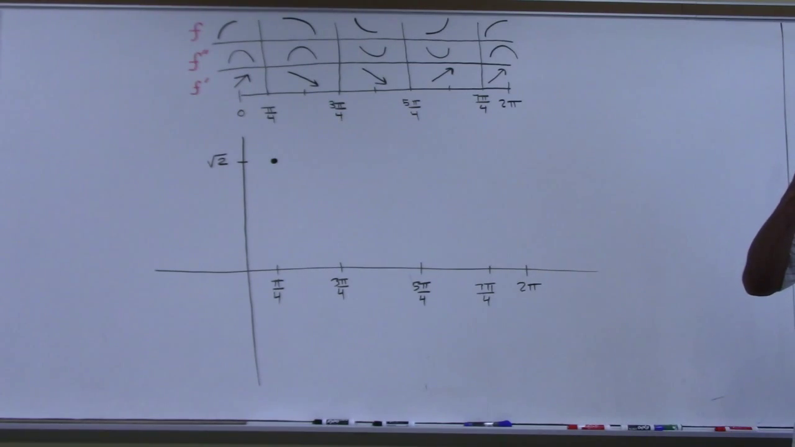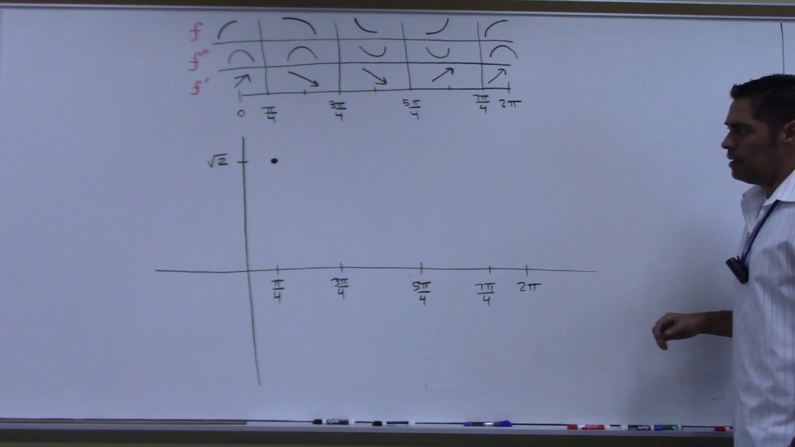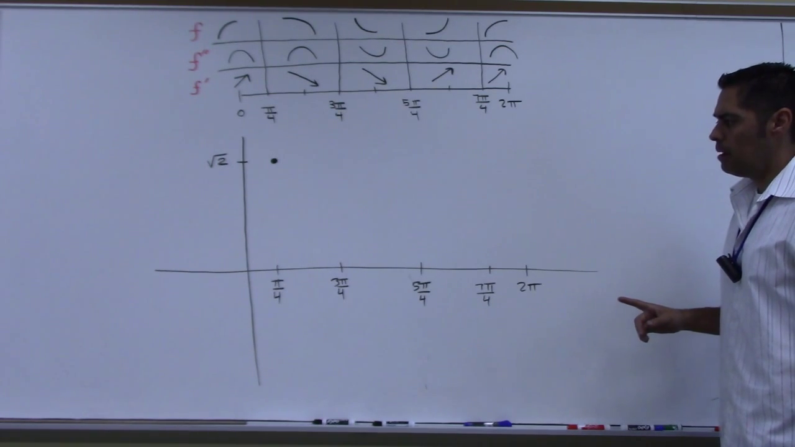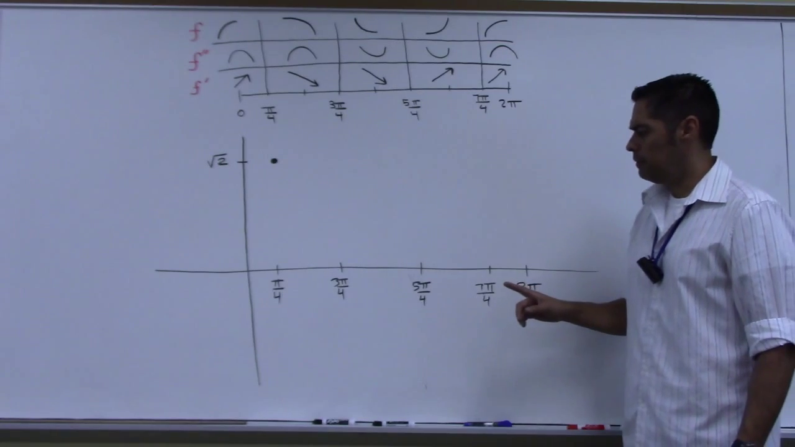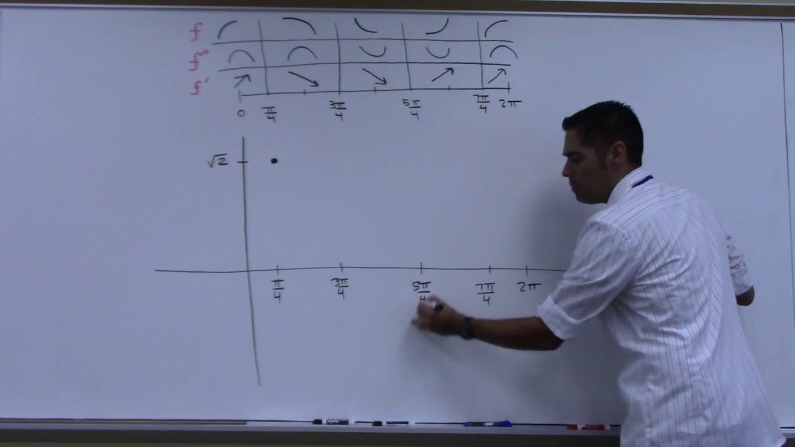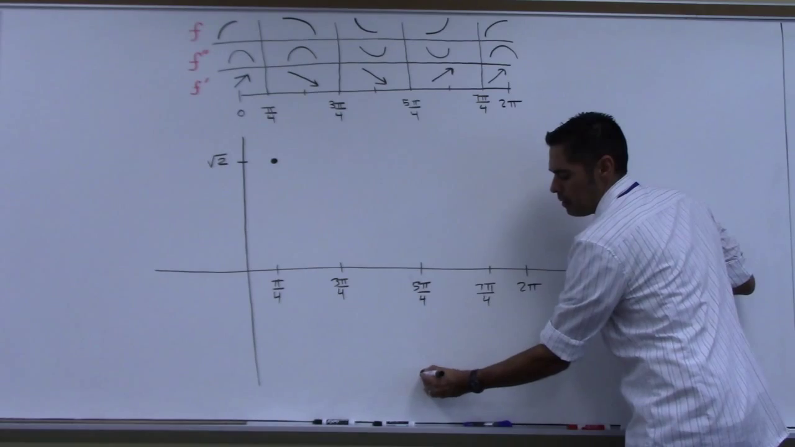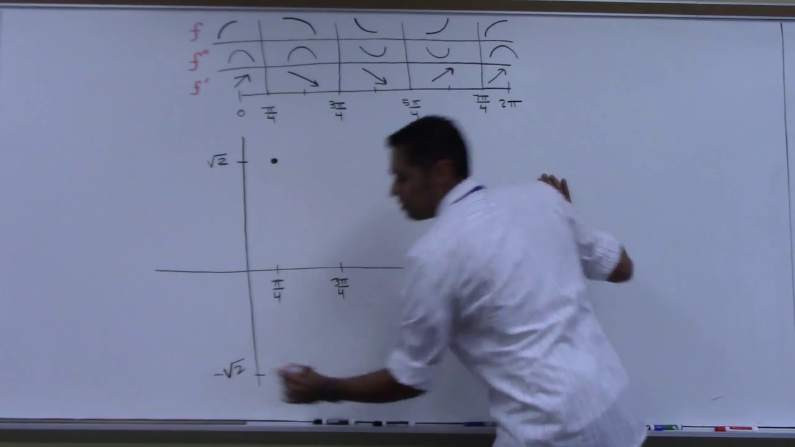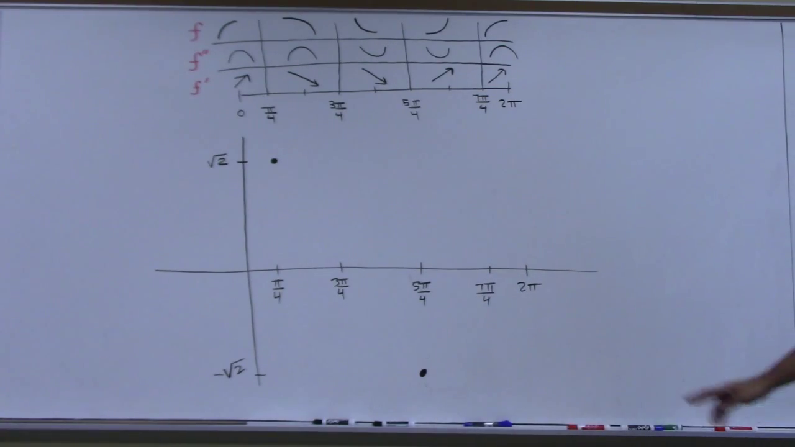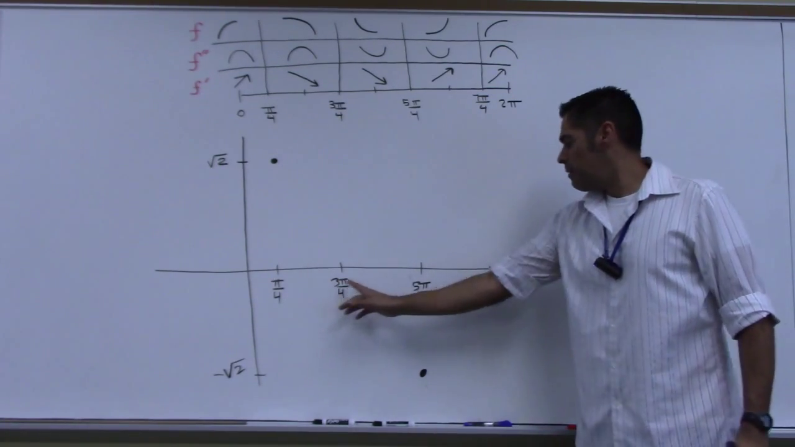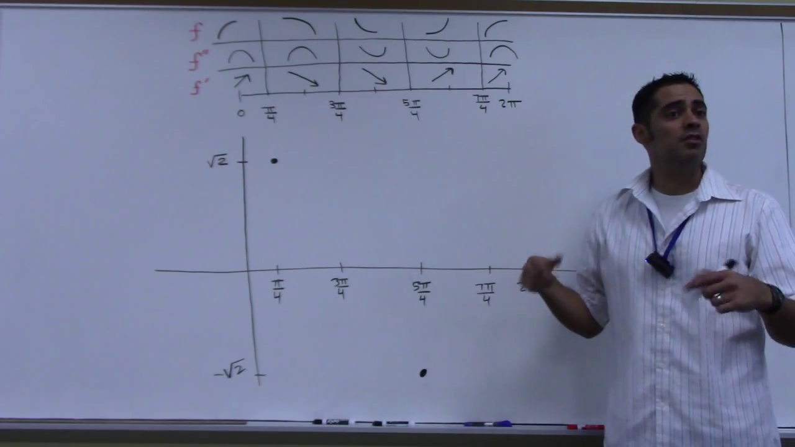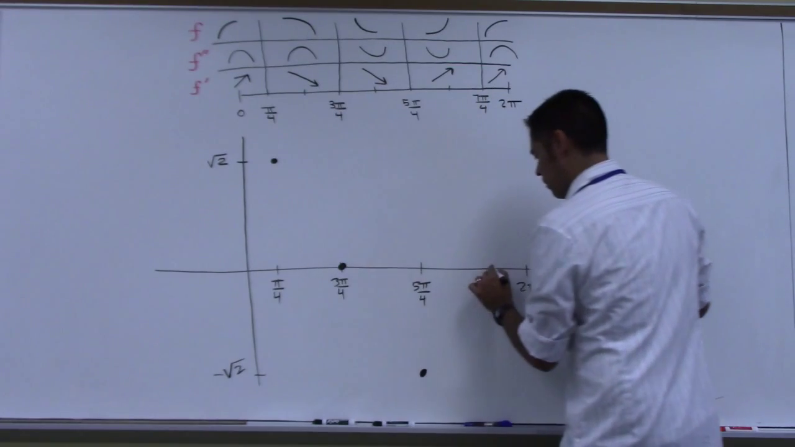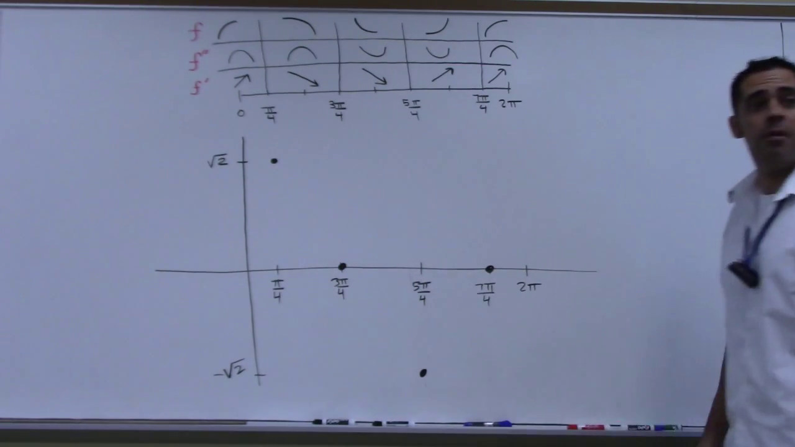Okay, where was our local minimum? Where did it happen? At 5 pi over 4. So if 5 pi over 4 had a local minimum, it was down here, right? And that was negative root 2. Y'all still with me? And then I had inflection points at 3 pi over 4 and 7 pi over 4. And when we plugged those into the function, we got zeros. Yes. We have a lot of the graph here, don't we?